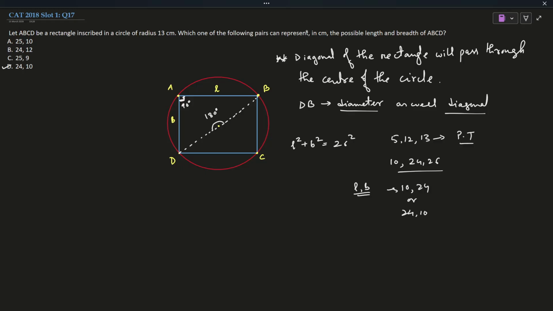Okay, you can also check by putting the values. If you do not know the Pythagoras triplet, you know the Pythagoras theorem, L square plus B square equal to 26 square. Then you can use the options and check which will satisfy the Pythagoras equation. But if you know that 5, 12, 13 is a Pythagoras triplet, you can multiply by 2, you will get 26, 24 and 10, and then you can directly mark option D as your answer.